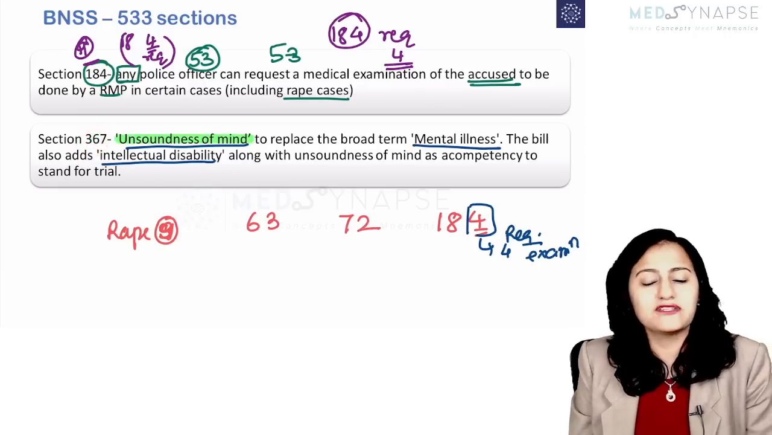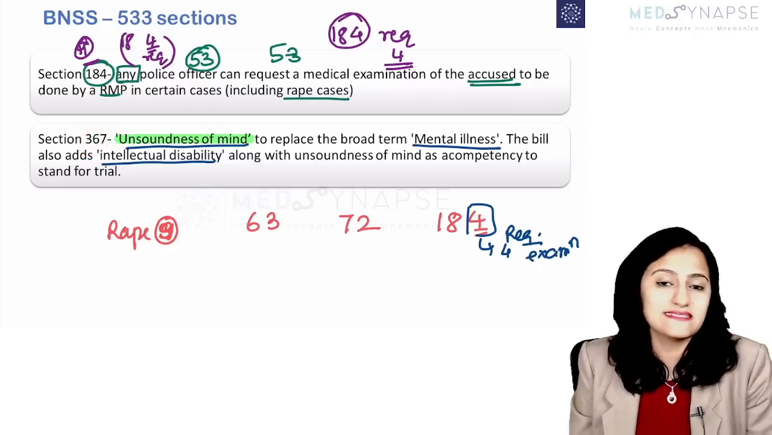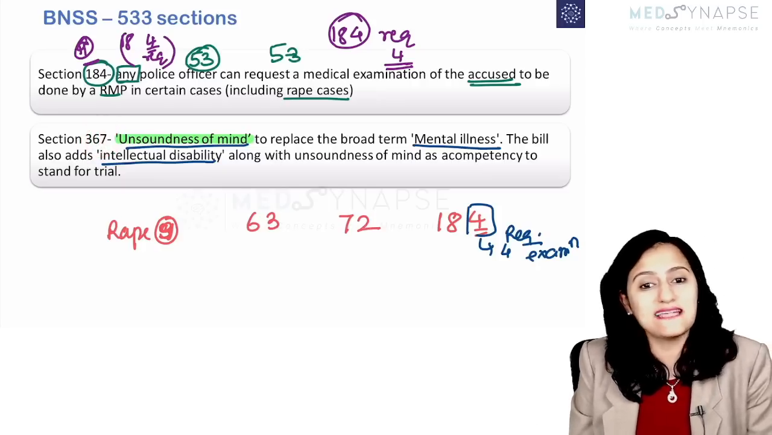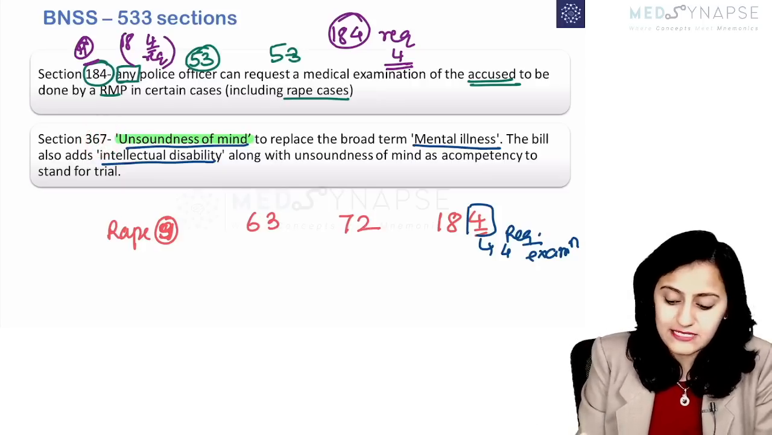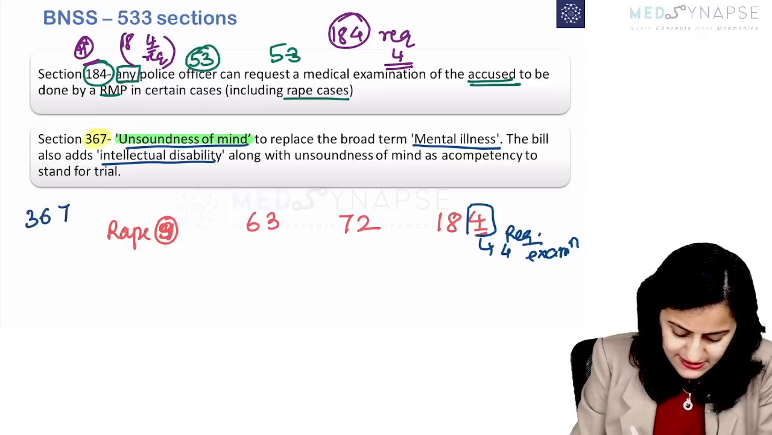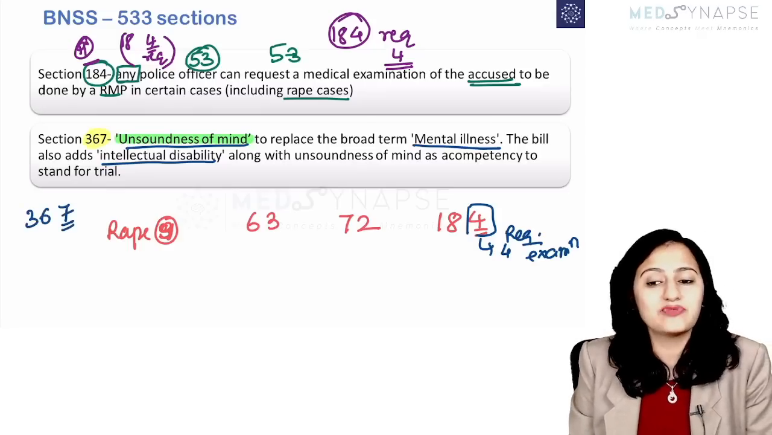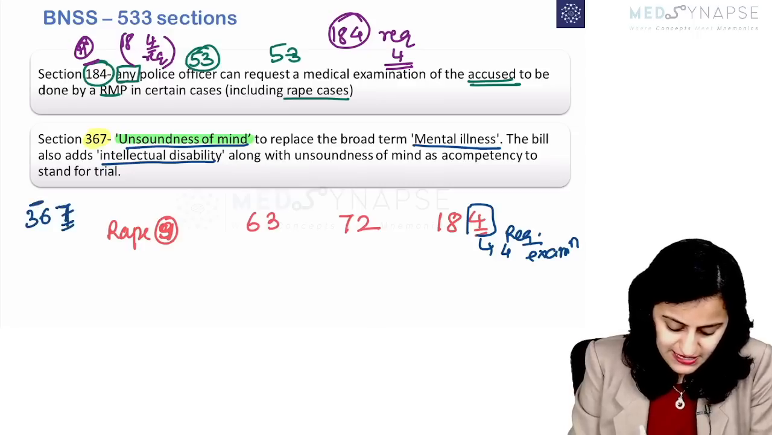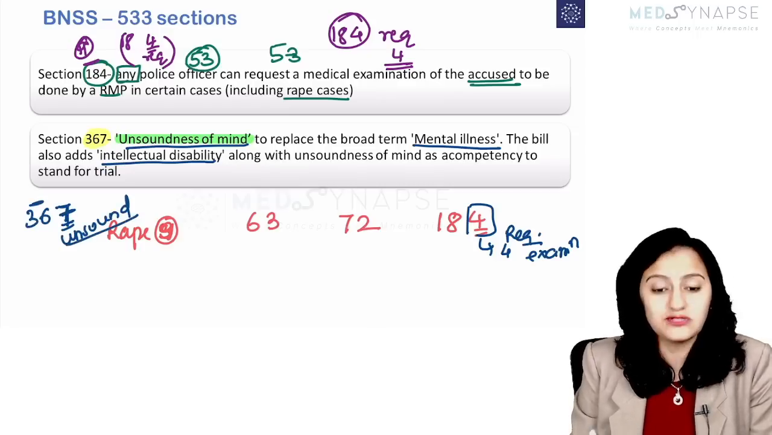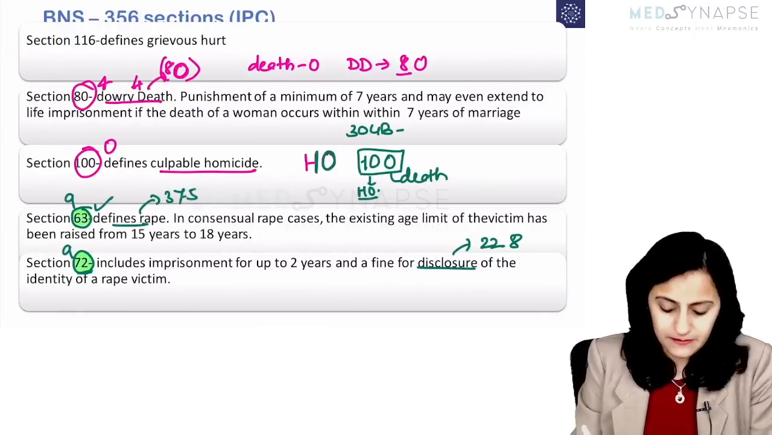So suppose now I ask you what is 3 plus 6, and instead of 9, someone answers it as 7. So I would say that it's an unsound mind who does not know how to calculate 3 plus 6. So remember, it is 3, 6, 7. Instead of 9, the person answers 7. So this is an unsound mind answer. So 367 is unsound mind.